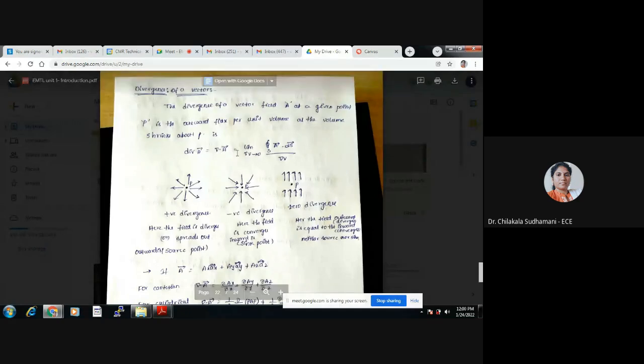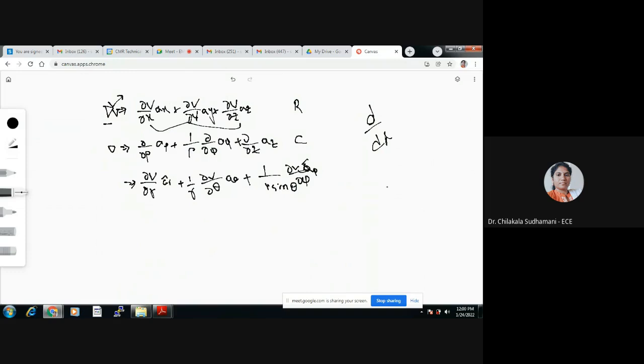Del dot A bar is simply given as limit del V tends to 0, closed surface integral of A bar dot ds bar by dv. Means throughout that surface, what we consider here, I am going to consider at a point P. I am using a vector A bar.